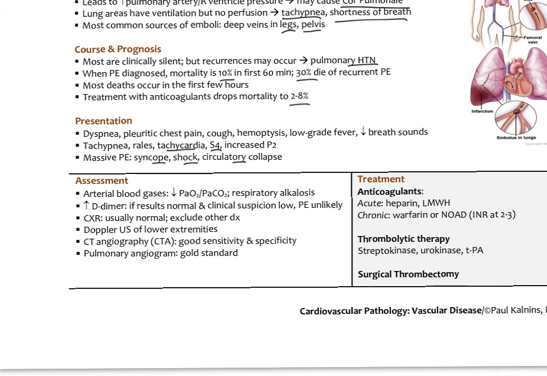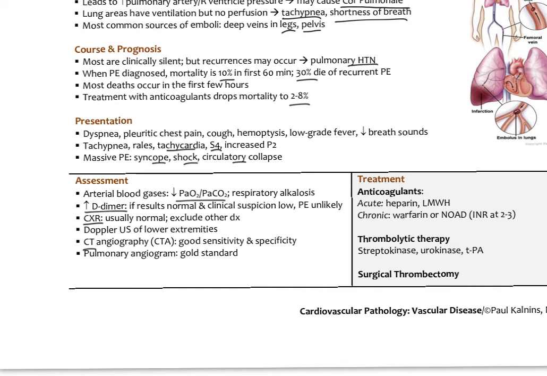The assessment usually in the emergency room is going to be looking at things like the arterial blood gases, looking for any signs of respiratory alkalosis, the D-dimer test, and chest x-ray. So usually the chest x-ray is going to be normal, but that's going to exclude potentially other diagnoses. Doppler ultrasound of the lower extremities to identify any potential deep vein thromboses. And then CT angiography is probably the gold standard test. Actually, pulmonary angiogram is gold standard, but CT angiography is really the most commonly used quick assessment tool in the emergency rooms for a PE.